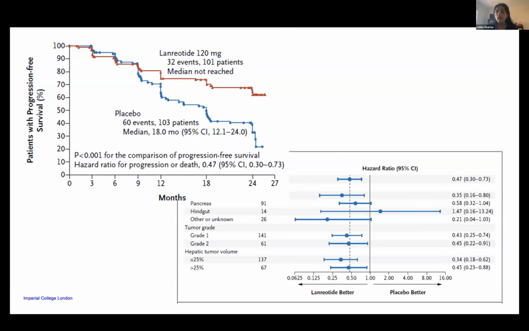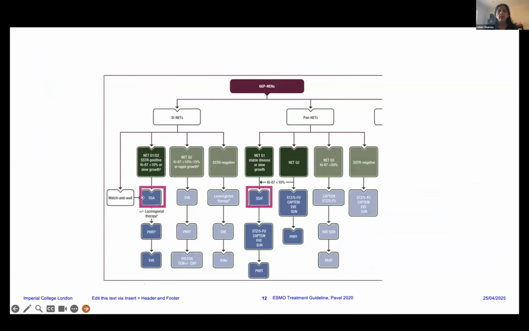In terms of which one you would use, lanreotide versus octreotide, I think there's evidence for both based on these studies. The main issue is that lanreotide is felt to be better tolerated by patients as it's subcutaneous, while octreotide is an intramuscular injection. There is an oral somatostatin analog, but that is currently still in development. We don't have the trial for that as yet. So you can see from what I was saying, the somatostatin analogs fit into the grade 1, grade 2, where there's slow or stable disease, and that's where they fit in the ESMO treatment guidelines.